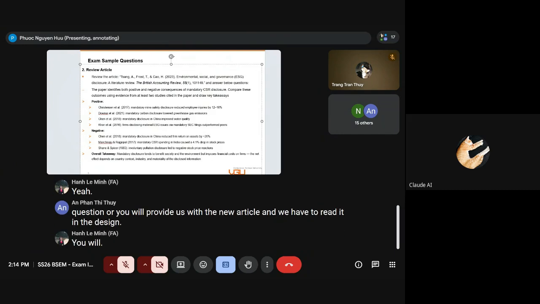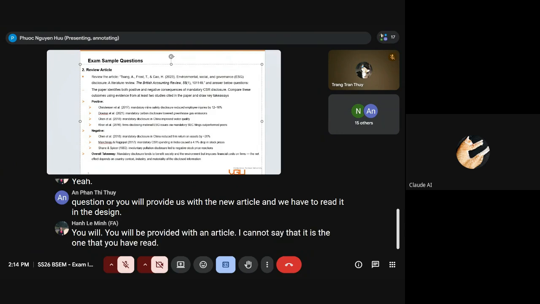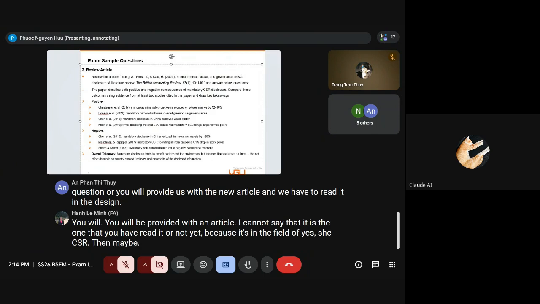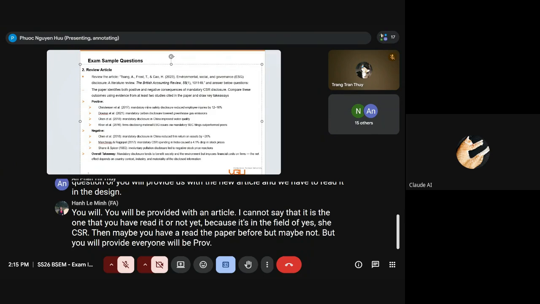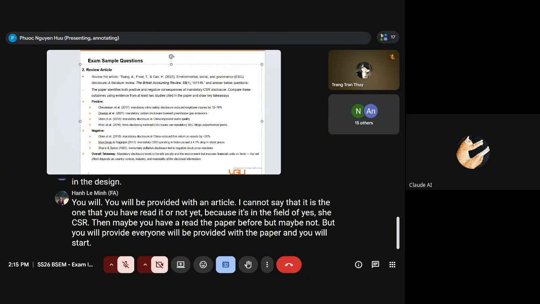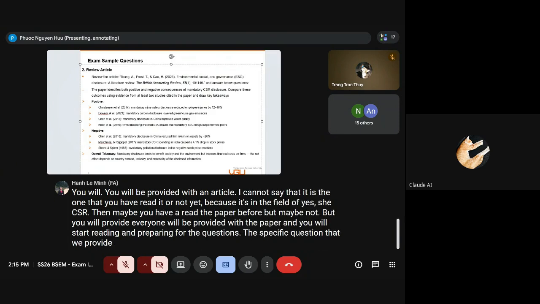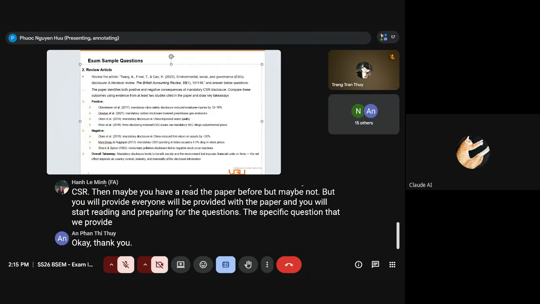You will be provided with an article. I cannot say whether it is one that you have read or not yet, because it's in the field of ESG, CSR. Maybe you haven't read the paper before, but maybe you have. Everyone will be provided with the paper, and you will start reading and preparing for the specific questions that we provide. Okay, thank you very much.